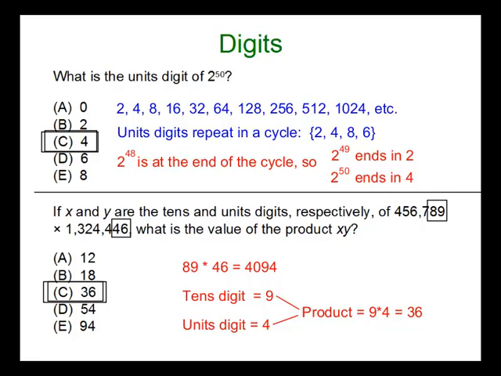Now watch out for a trick. 94 is the 2-digit number at the end of that. Don't pick E, because you're not quite done yet. They ask us not for the two-digit number, but they ask us to do something with x and y individually. So x is the tens digit, that's the 9. Y is the units digit, that's the 4. We take the product of that, and 36 is our answer. Okay, so kind of a sneaky trick at the end.